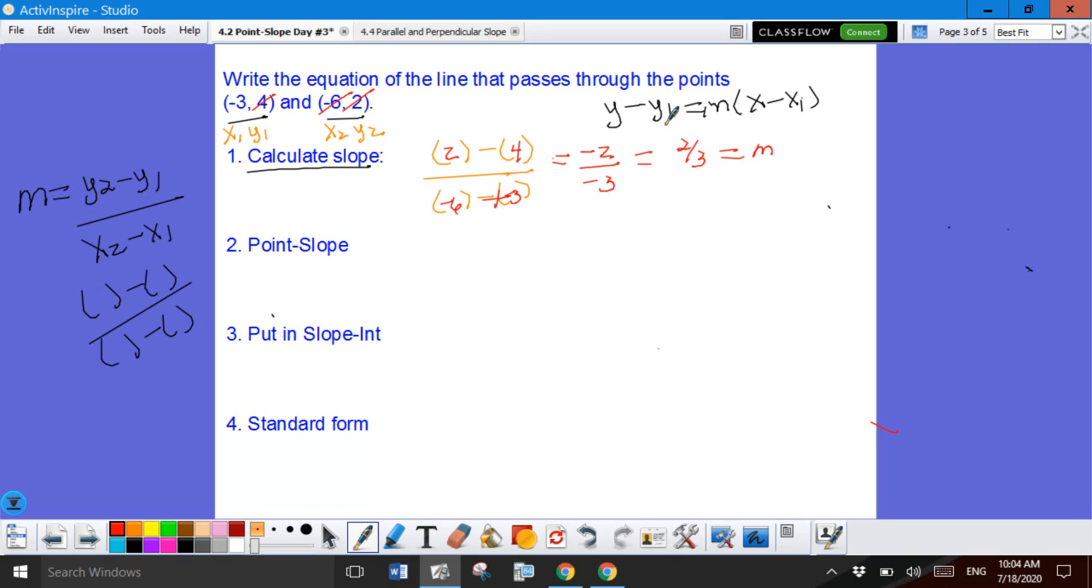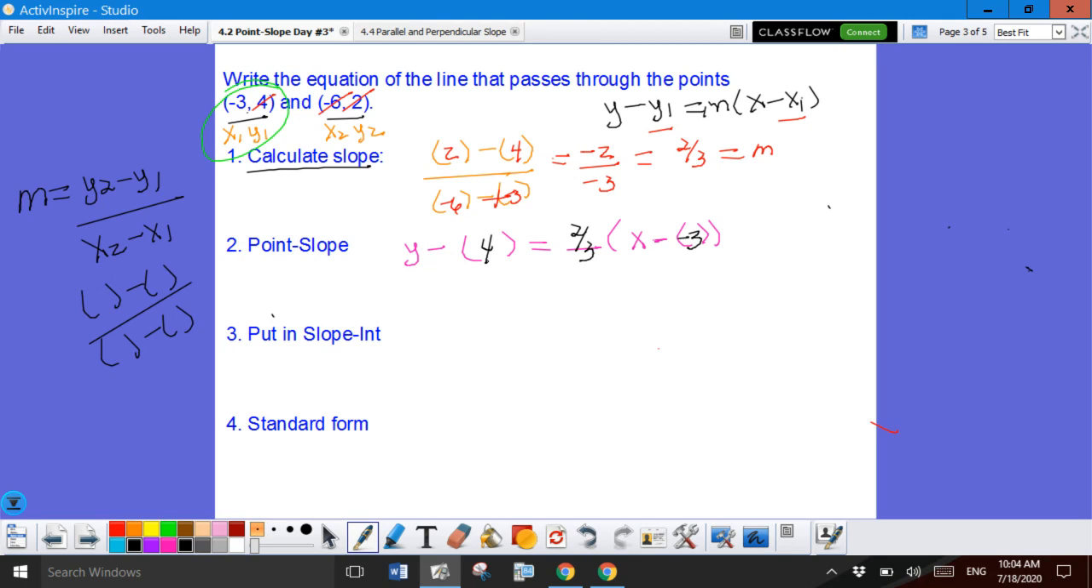Now it wants me to pick x1, y1. And we know that this one is x1, y1. And in actuality, it doesn't make any difference which point you pick. But since it asks for x1, y1, I'm going to go ahead and use this one. So y minus, let's make our template here. And I'm going to put in those extra parentheses to help me. And let's drop our numbers in. So I know that my slope is 2/3. Well, x1 is negative 3, so that is going to go there. And then I have a 4.